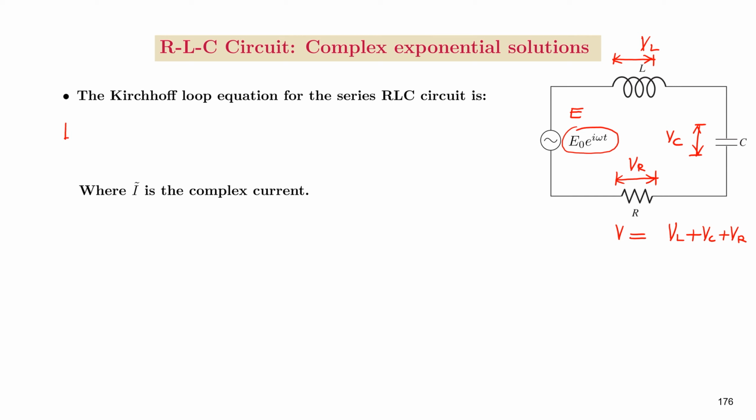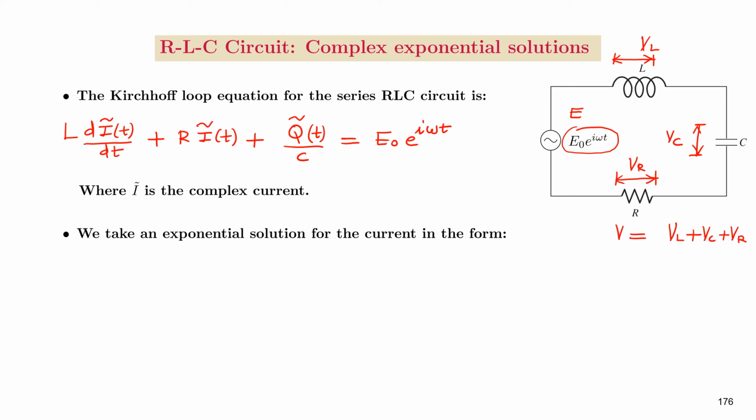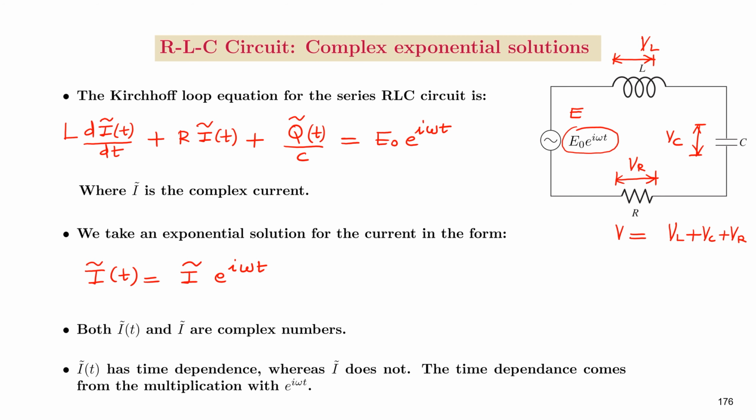We shall now write that equation here, that is L times dI complex(t) divided by dt. We assume the current as a complex number, and then plus R I complex(t) plus Q complex(t) over C. This is equal to the total applied voltage, that is E0 e raised to i omega t. Now we'll take the exponential solution for the current in the form I(t) equal to I complex e raised to i omega t. Note that both I(t) and I are complex numbers. And I(t) has time dependence, whereas I does not have a time dependence. And the time dependence comes from the multiplication with e raised to i omega t.